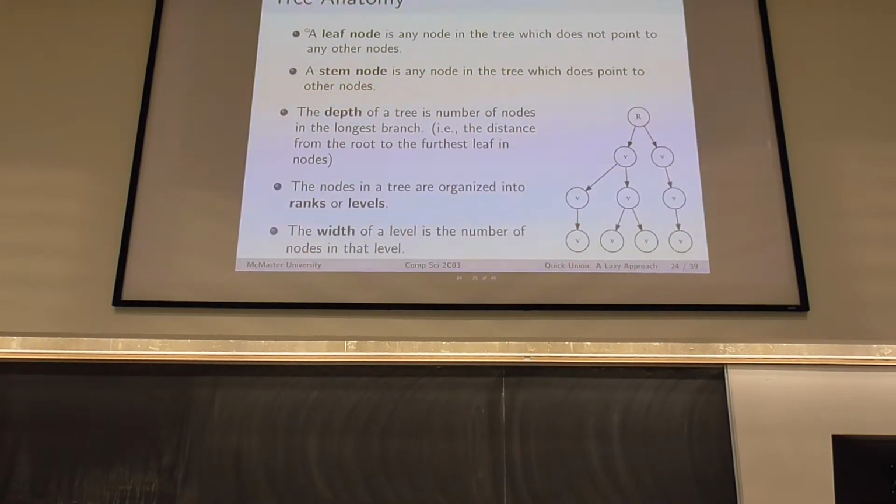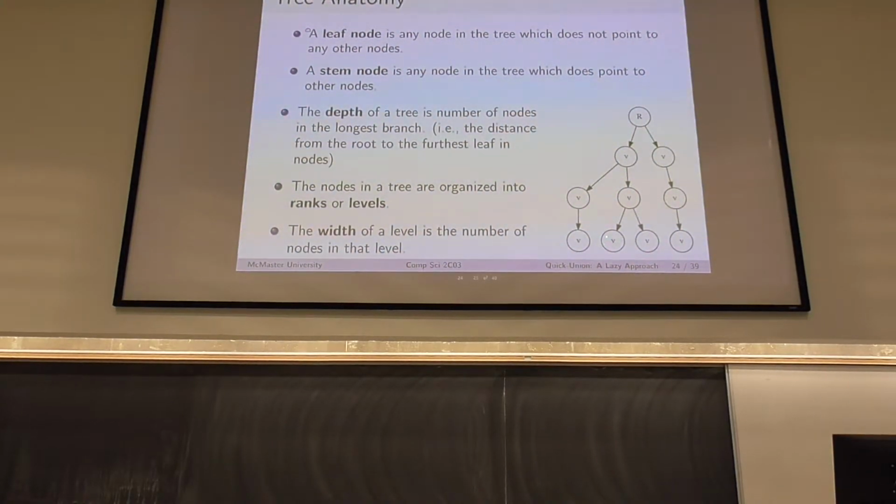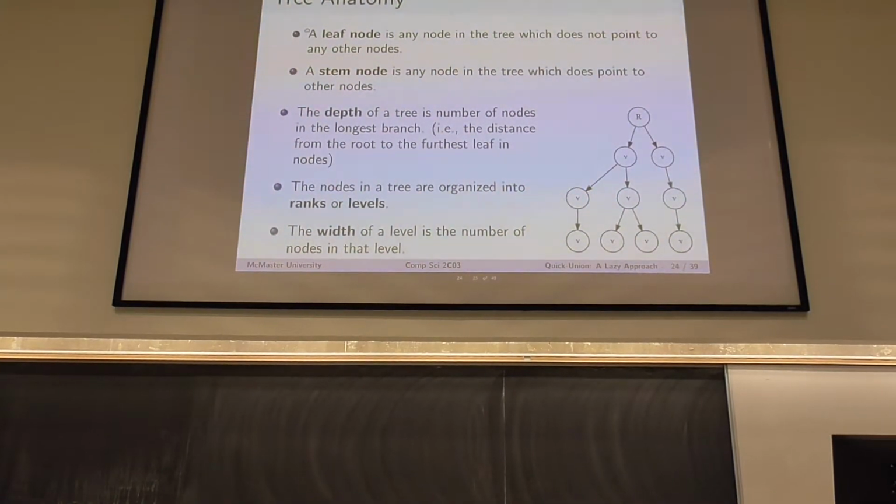What's the difference between the leaf node and the stem node? Stem nodes have leaves, but leaves don't have other leaves. Make sense? Any other questions?